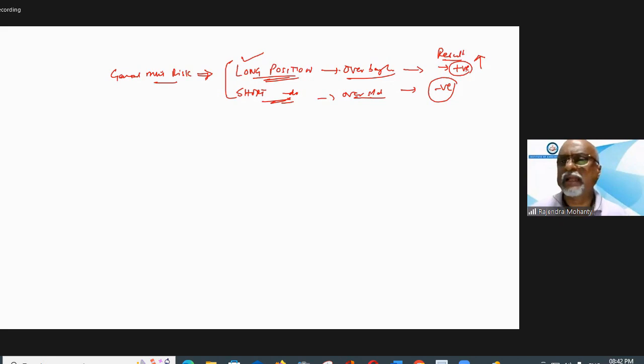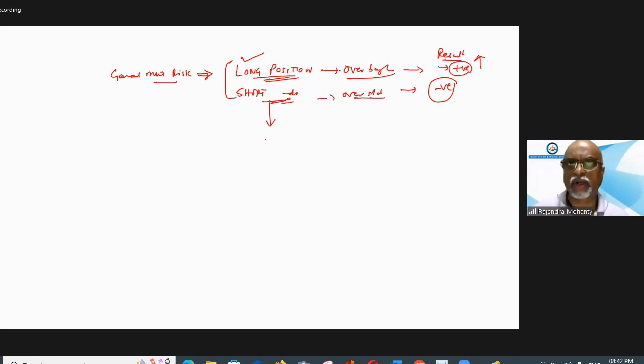So I can say that a long position means a positive position in the trading book and a short position is a negative position in it. Now, this short position in India, currently RBI does not allow in all the securities.